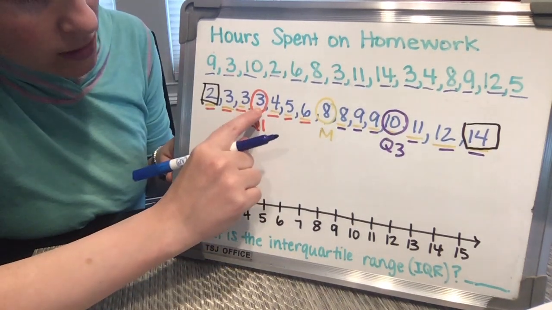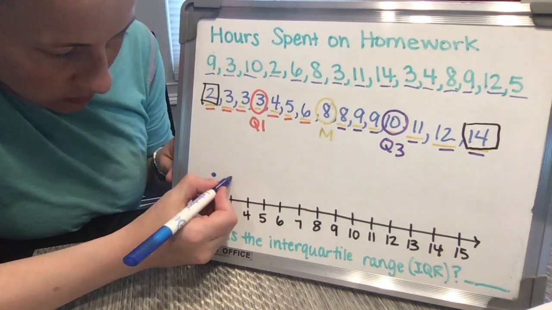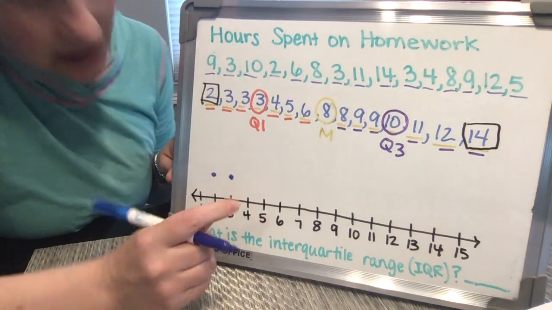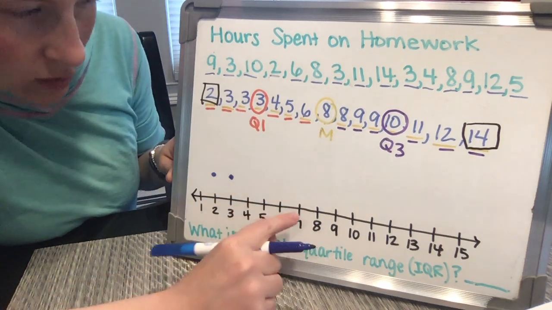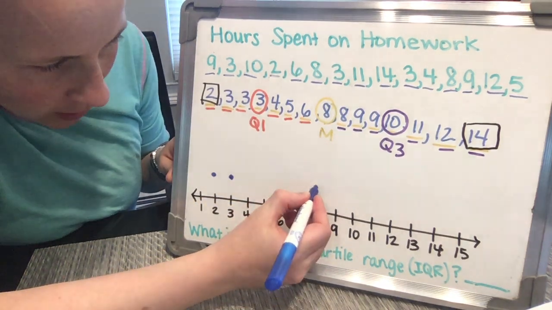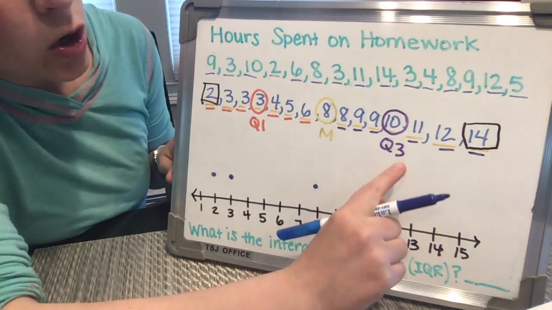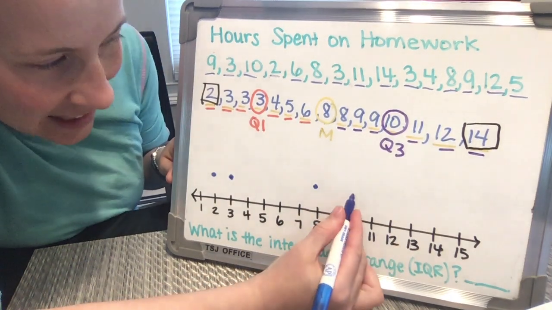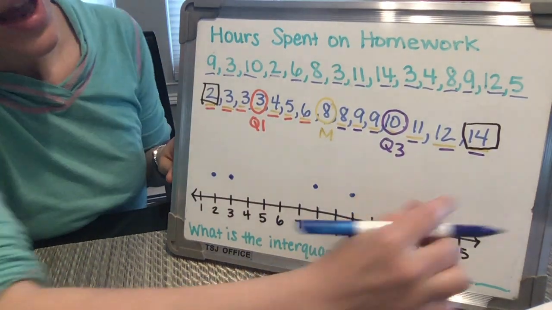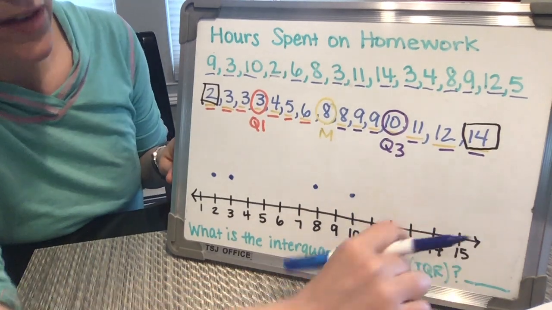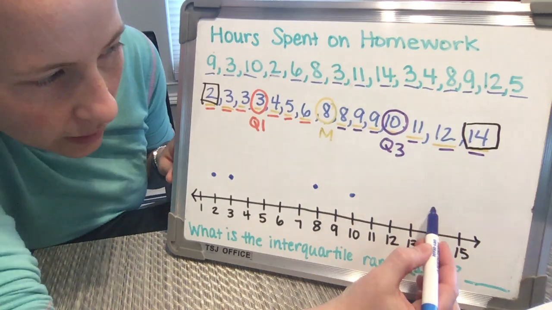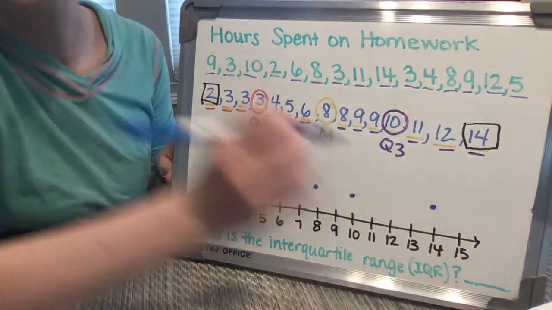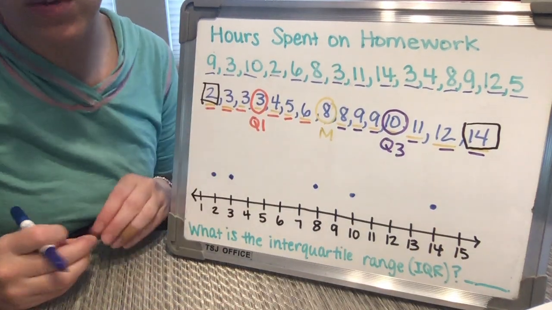Next, we have quartile 1, which is the 3. So I'm going to hover another point above the 3. My median, or my second quartile, was over here at 8. So I'm going to hover a point above the 8. And then quartile 3 is at 10. And my last piece of information is my maximum, or my highest, and that was a data point at 14. So here are all the points that we found that were important.